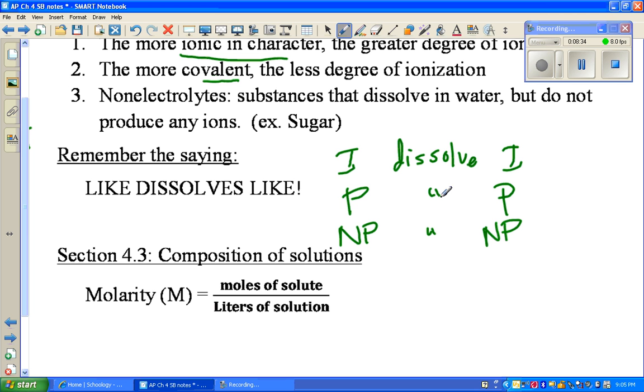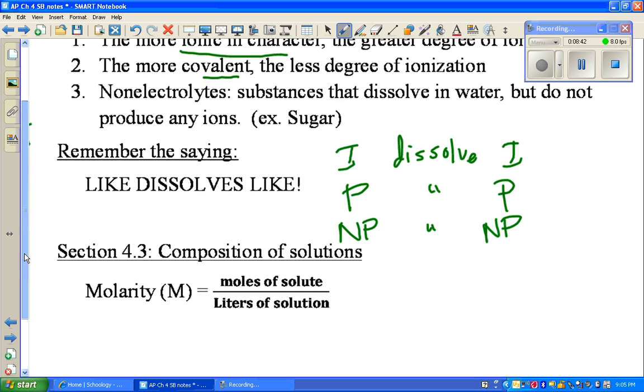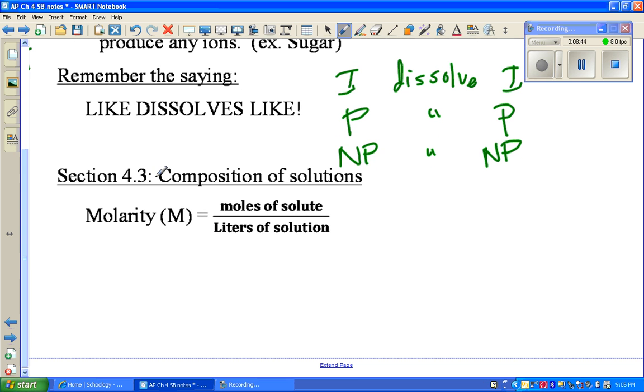I think I'll keep going here. I just have a couple more slides in 4.3. Basically, in 4.3, we're going to be doing a lot of problem solving. We've talked about this already. Composition of those solutions. Remember, in a solution, you have to have two parts. You have to have a solute dissolved in a solvent. And when you have that, we can talk about its molarity. And remember, molarity is also the concentration of the solution.